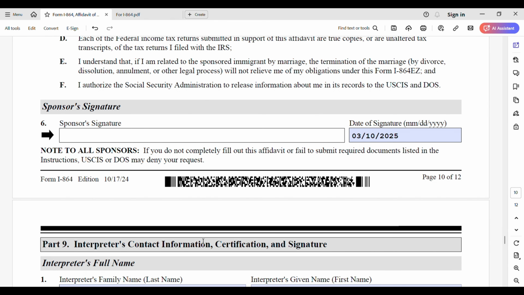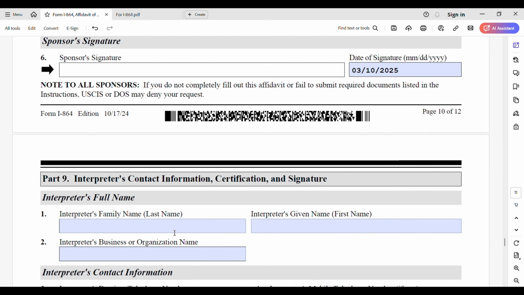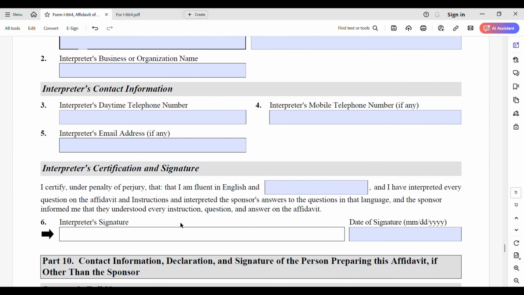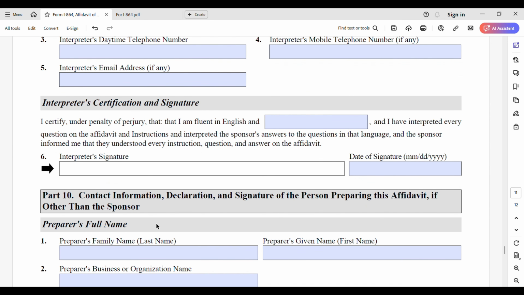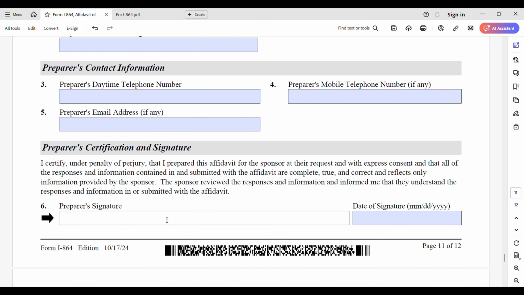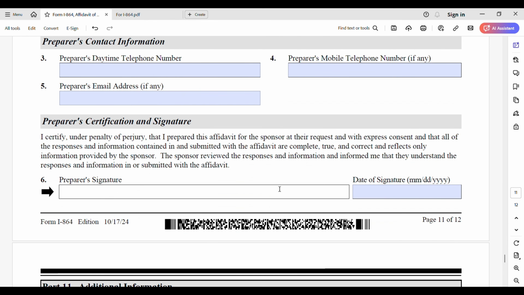So for Part 9, we did not use an interpreter, so it is going to be left blank, but if you use one, it is very simple. Just fill in the information right here for the interpreter. Part 10 is for the preparer. If you use one, just put the full name and fill in the fields right here for the preparer. And the most important thing for both is the signature. It must be signed with black ink.